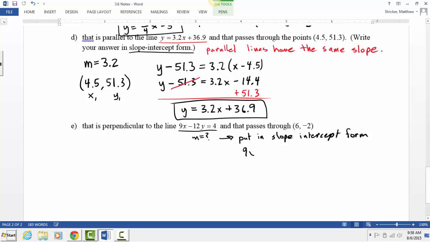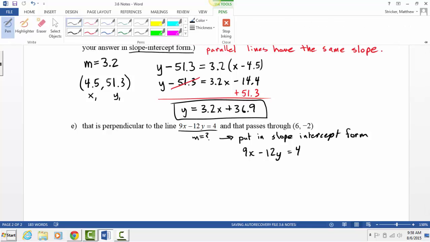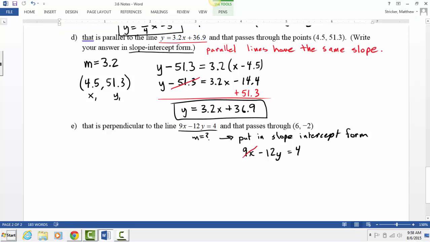So if I take 9x minus 12y equals 4, it's a good thing we know how to solve for y, right? We want to go ahead and change sides, change signs. So we're going to subtract 9x over there, which gives us negative 12y equals negative 9x plus 4. That's a positive 4. There's no sign in front of the 4 there. And then we want to go ahead and divide everything by negative 12. Everything. Negative 12, negative 12.